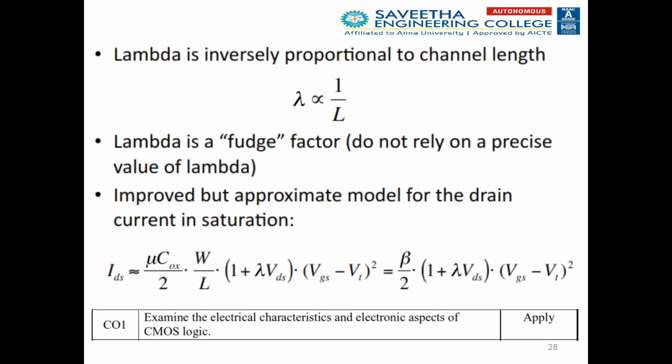An improved but approximate model for the drain current in saturation: IDS equals mu COX by 2 into W by L, within a bracket 1 plus lambda VDS, into VGS minus VT whole squared, equal to beta by 2, where mu COX is denoted as beta, the beta ratio. So 1 plus lambda VDS is the channel length modulation term, and VGS minus VT whole squared. Generally this expression is denoted as the saturation model.